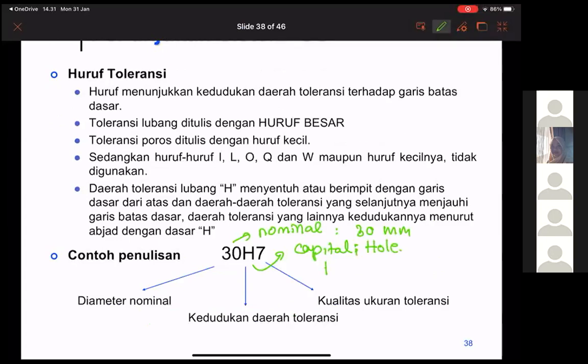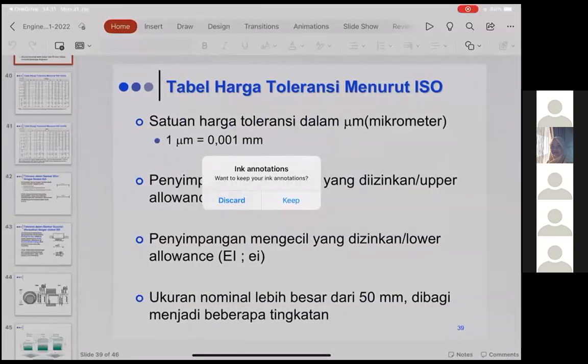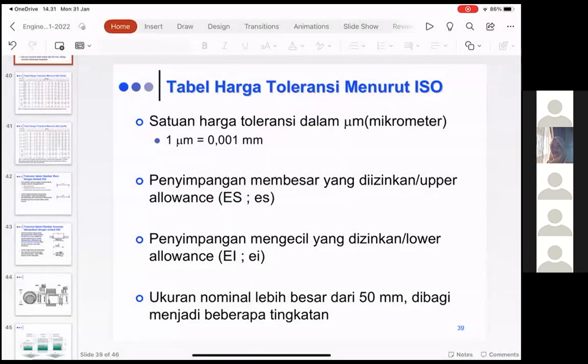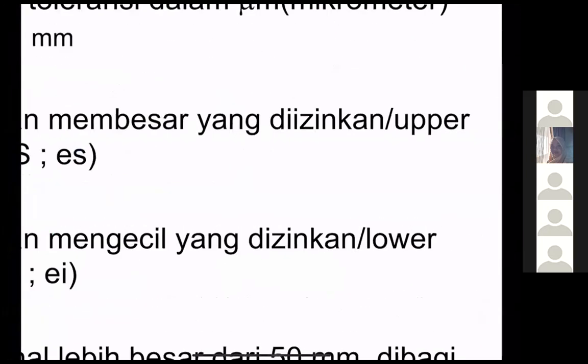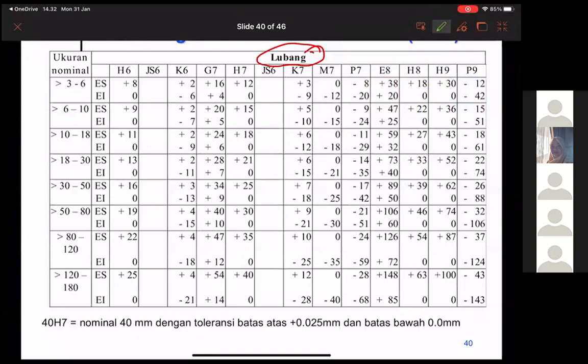Okay, and then H7 is actually the tolerance for the hole. To know which one is the tolerance for the hole, we have to find it with this one, H7. For example, H7, so this is the tolerance for the H7, and we have to look again at the specimen.